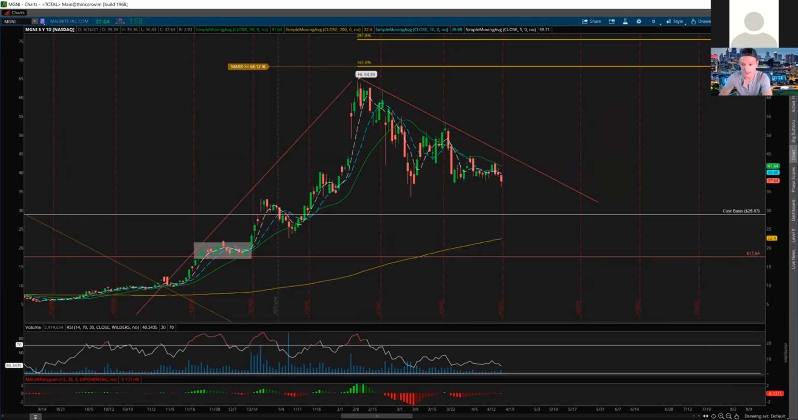The moment we break above this, just like that, we're off to the races. And then my sell target has already been established from my previous Fibonacci lens.